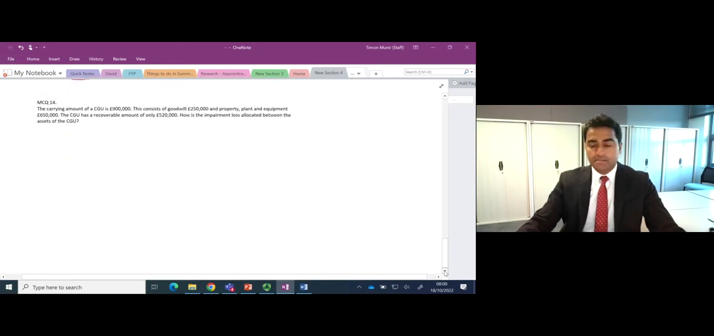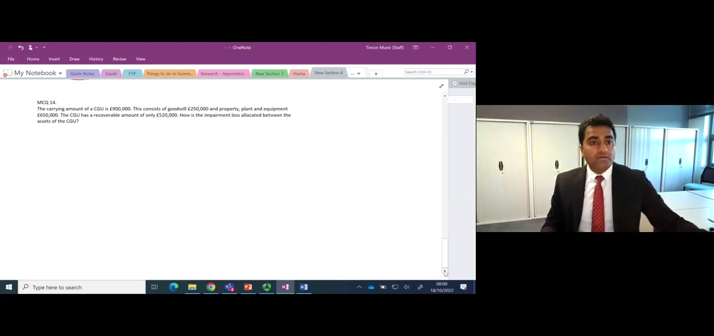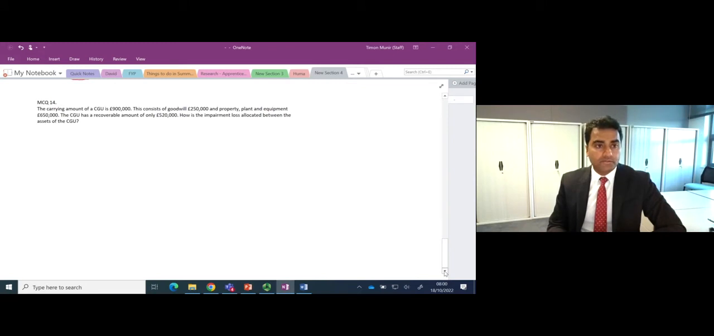The next question is question number 14, which is the carrying amount of cash generating unit is 900,000. This consists of goodwill of £250,000. Goodwill is the reputation, brand name, and property, plant and equipment costs £650,000. The cash generating unit has a recoverable amount of only £520,000. How is the impairment loss allocated between the assets of the cash generating unit?